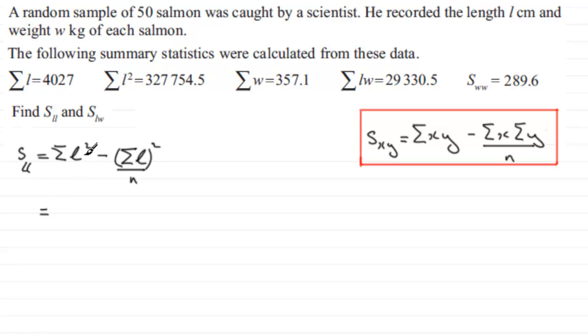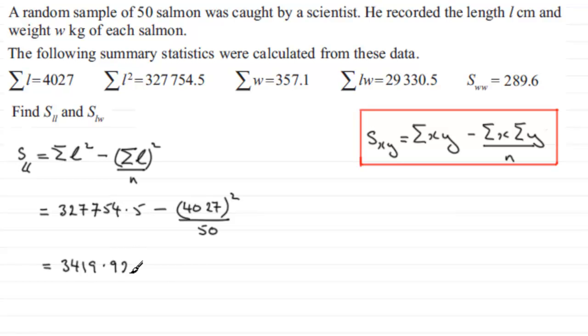So we can see that sigma L squared is up here, 32754.5, and then we've got minus sigma L all squared, that's 4027, and that's all squared and divided by n being 50. And if you work this out, what you end up with is exactly 3419.92. Okay, so that's SLL.